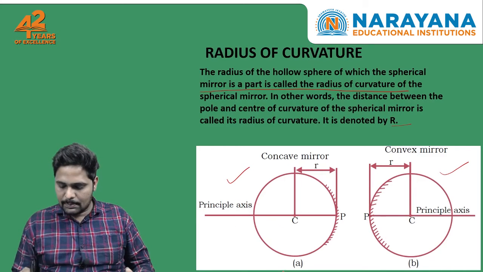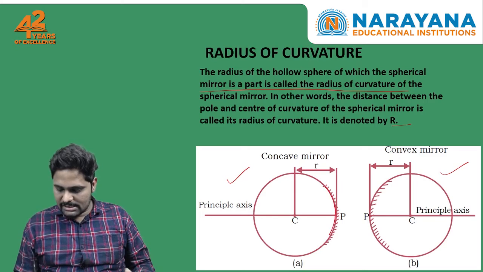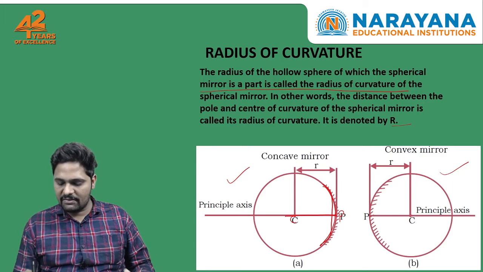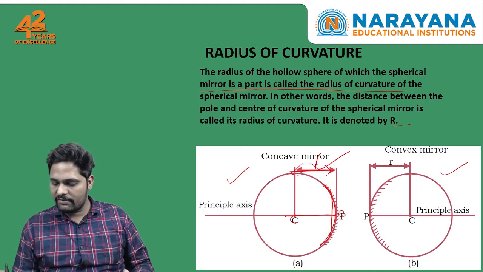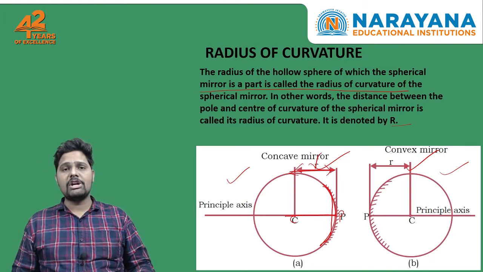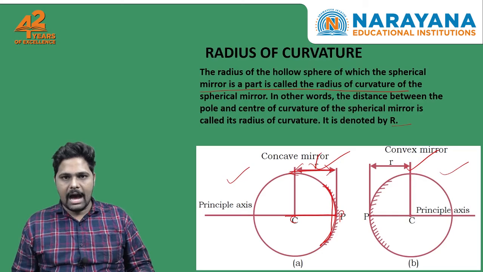If this is the sphere and this is our mirror, the reflecting surface, this is the pole, which is the center, and this is the center of curvature. So the distance from pole to center of curvature is called the radius of curvature, for a convex mirror and for a concave mirror. It is denoted by the capital letter R.